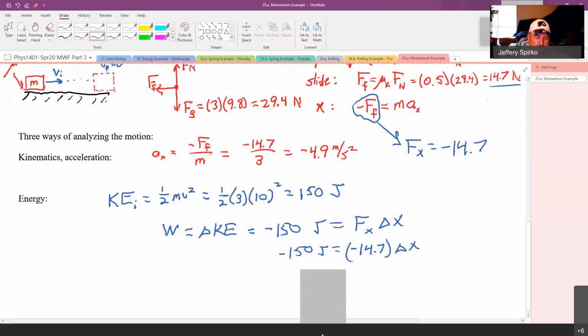150 over 14.7 is, I hate this calculator. I want my old one back.